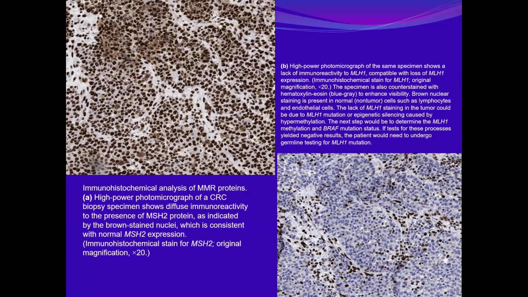And this shows positivity for MSH2. You always have to have the explanation of what this marker is, because otherwise it's not special. It doesn't have a special color, but this one is positive. You can see the brown stained nuclei, and this is consistent with normal MSH2 expression.